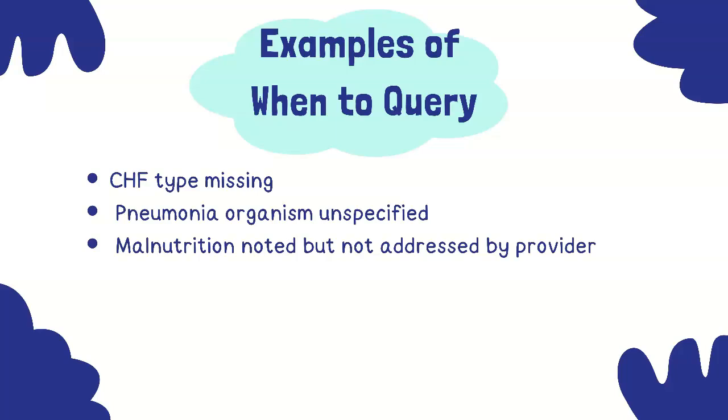All right, so let's review some examples of where queries are important or appropriate. And again, you're going to hear these examples, we probably discussed them multiple times this evening. A provider documents heart failure but does not specify whether it's systolic or diastolic. It's a detail we need for coding. Pneumonia is diagnosed, but there is no organism such as bacterial or viral, which can affect specificity.